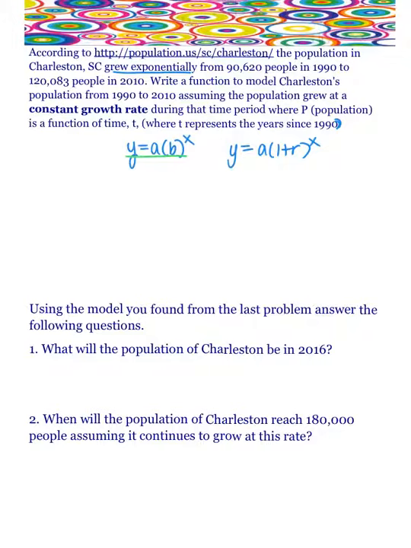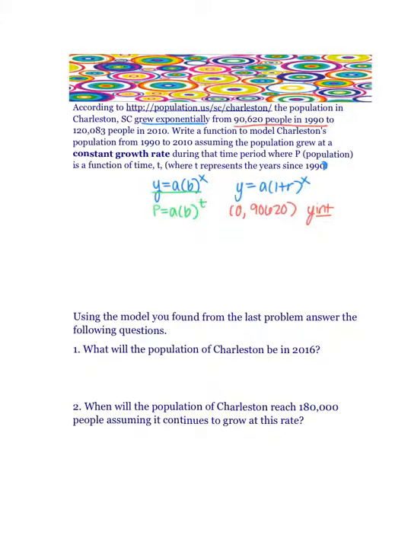If they're asking me to use P and T, I should change this Y to a P for population and my X to a T. So my input is T, time in years since 1990, and my output is P, population of Charleston. The first data point they give me is that in 1990, in year 0, my population was 90,620 people. I notice this is a y-intercept. If my input is 0, then my output is my initial value. So they've given me my a value.